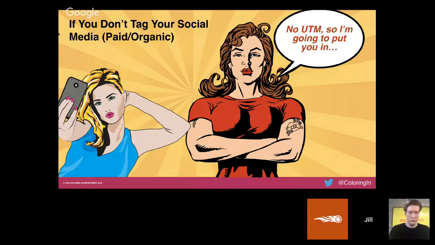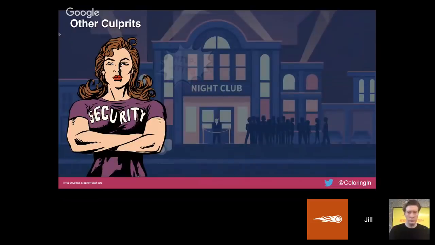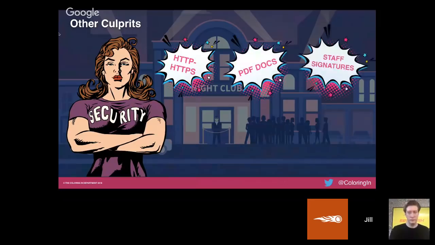So hopefully, with these two main examples of culprits, you can see that if you do not tag, they go in the wrong bucket. Other culprits where you may be finding inflated traffic: if you have traffic sources coming from HTTPS and it's going on to HTTP, it's going to flip them from referral to direct.